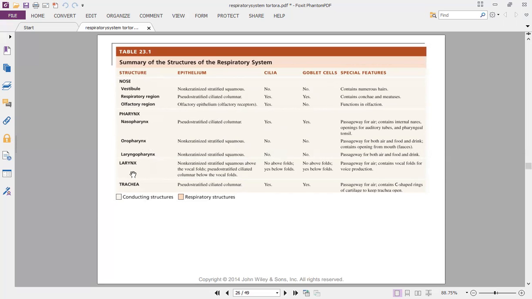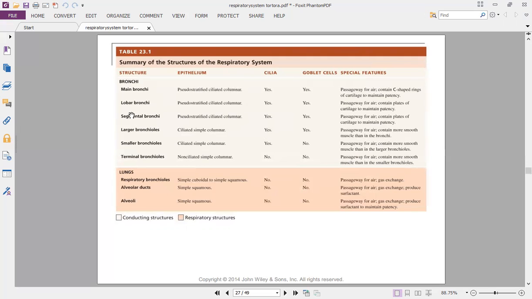If you come to the larynx, it is non-keratinized stratified squamous cells above the vocal folds, and pseudostratified ciliated below the vocal folds. No cilia are present above it, but yes, below it they are present. No goblet cells are present above it, but yes, below it they are present. The trachea is basically made up of pseudostratified ciliated columnar cells. Yes, cilia are present. Yes, goblet cells are present.